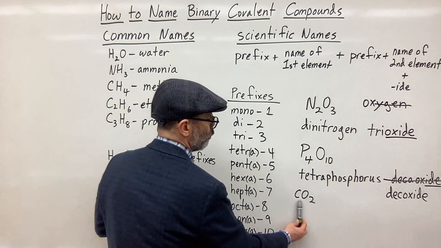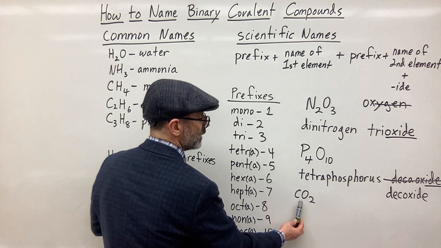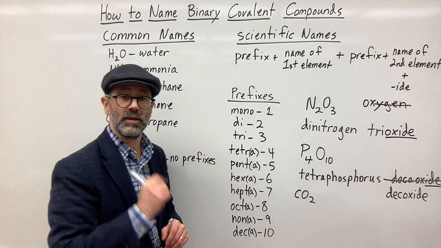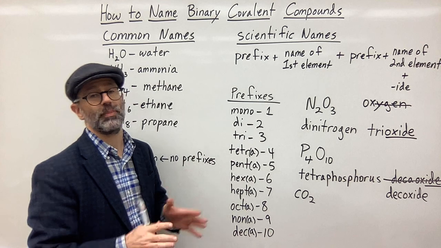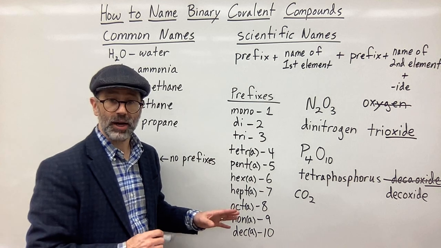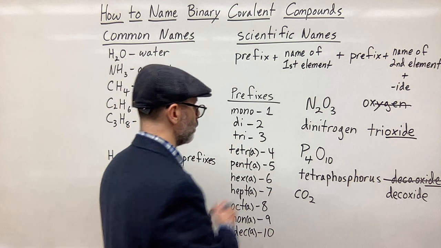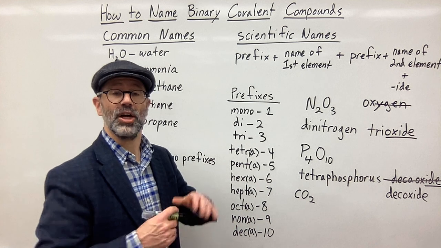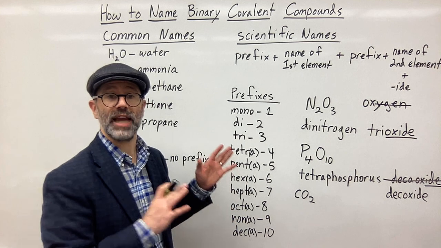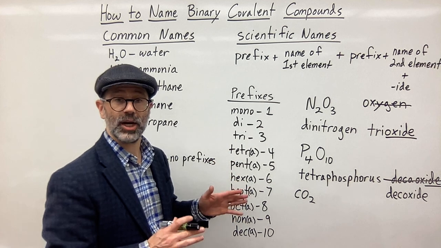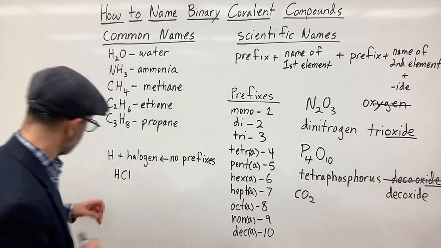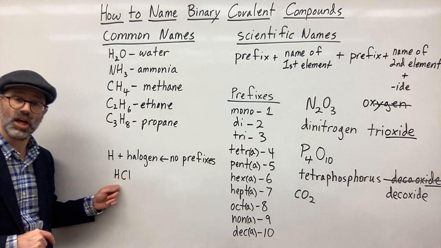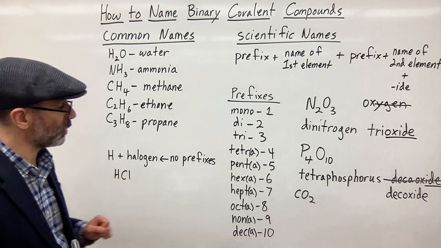So for whatever reason, for the first element, if you've only got one of that first element, you don't use a prefix. You don't use mono. So this is just going to be carbon. This is the only time you won't use a prefix when you're naming your binary covalent compounds. Of course, this is another exception here. I'll get back to that in a moment.